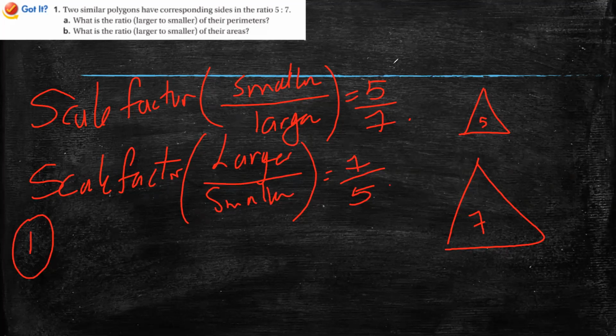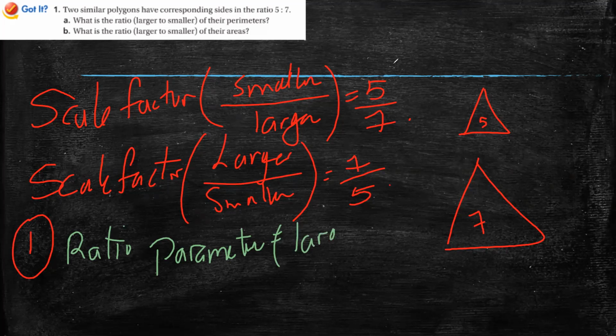what is the ratio of the perimeters? The ratio of the perimeter of larger to smaller. The ratio of perimeter.